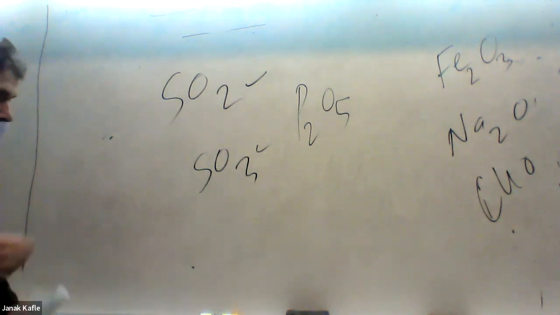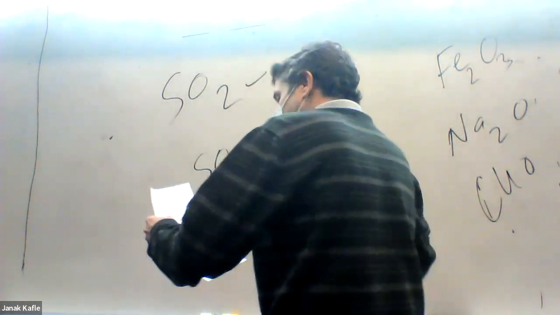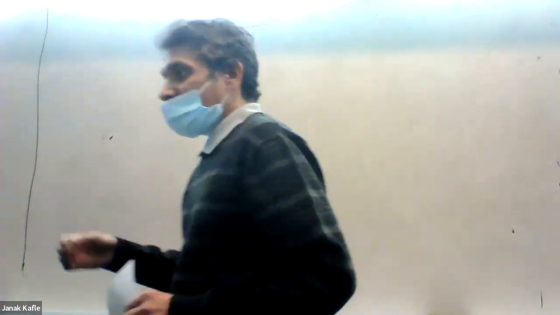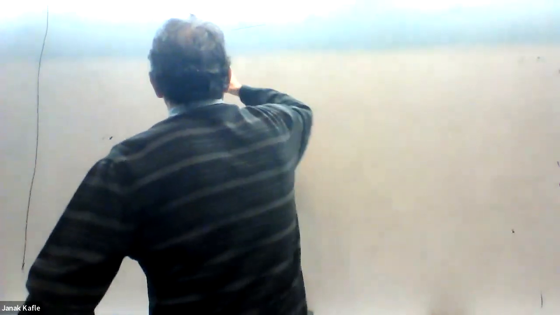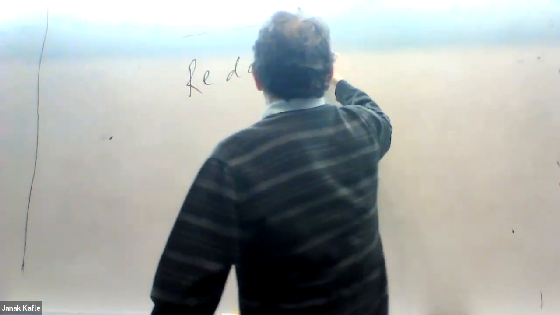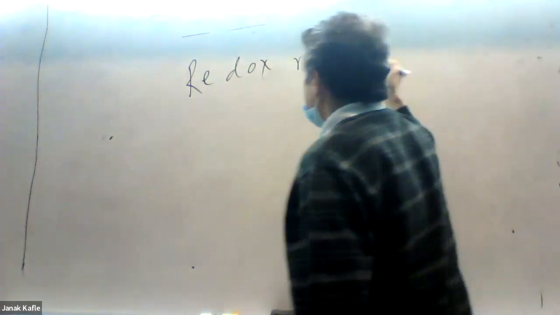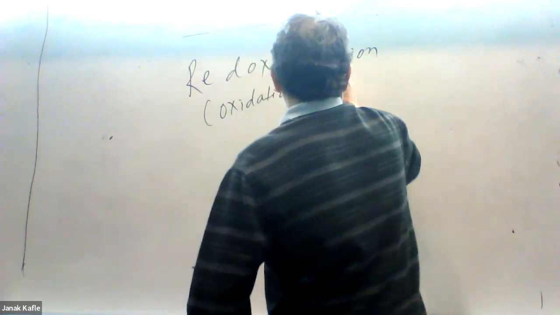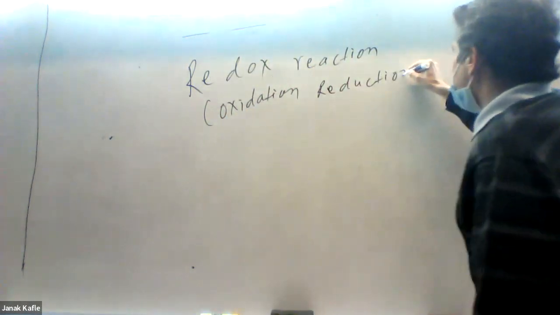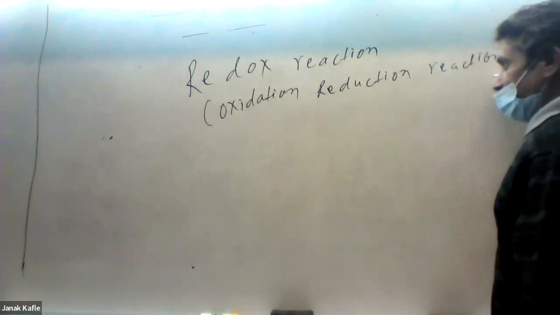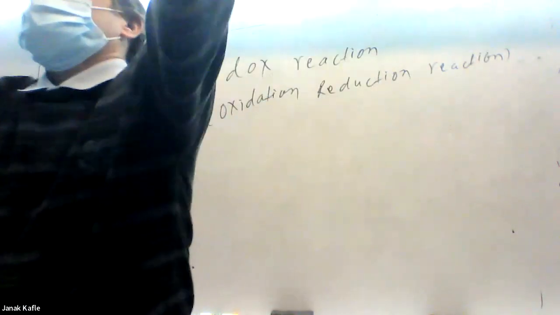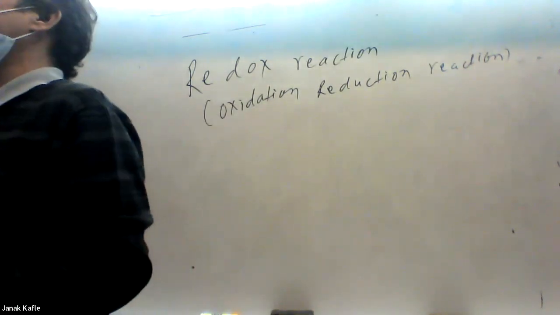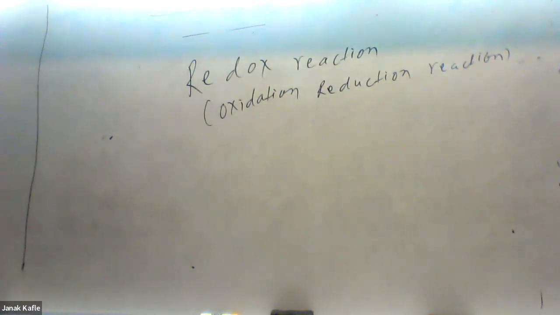So, now I'm going to talk about the third kind of reaction. That's called the oxidation reduction reaction, or redox reaction. Sometimes they call it oxidation reduction reaction. Oxidation means you throw an electron; picking an electron is reduction. Everybody got that? If somebody picks the electron, this is called reduction. If you throw it, it is called oxidation.